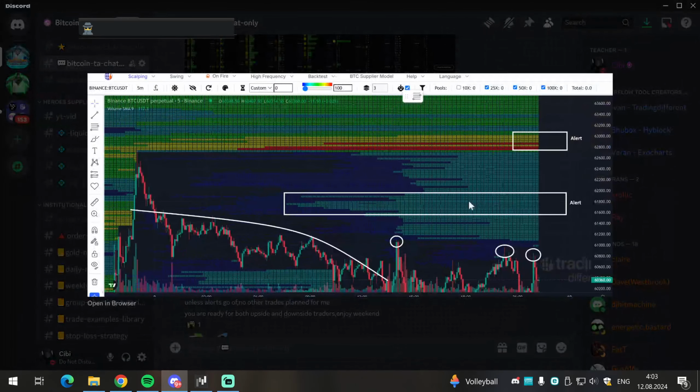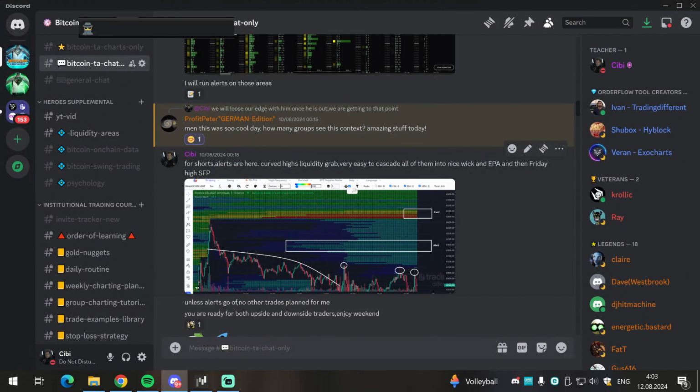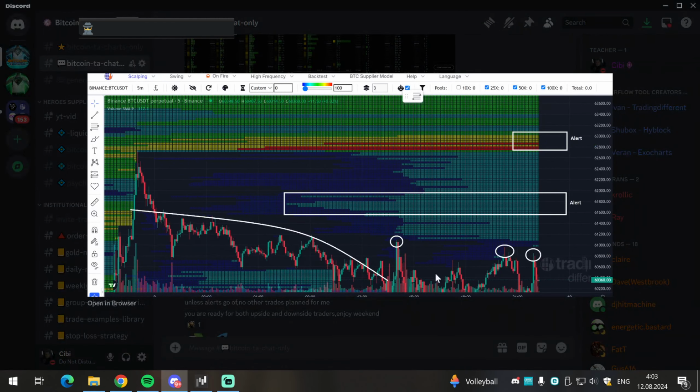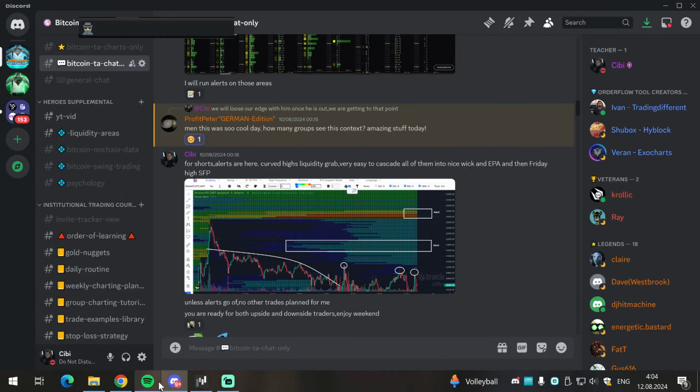This was the weekend now, and I said, traders, for shorts, alerts are here. We have curve highs, liquidity grab, very easy to cascade all of them into a nice wick and exhaustive price action, and then the Friday high swing failure pattern. So I'm clearly saying I will not be trading anything from this point once the guy is out. Alerts 62k up to 62k, and then the Friday high for the swing failure pattern. Only two areas I want to trade.